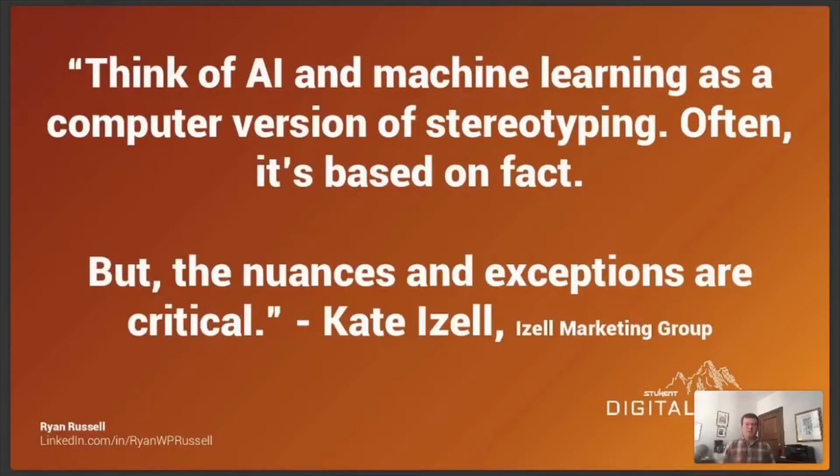The exception that Kate says, and what we emphasize in our classes at the University of Tennessee at Chattanooga, are those nuances and exceptions that happen. That's where machine learning is not going to be able to take over what humans are capable of. Those nuances and exceptions that we implement on the human side are what differentiate us from machine learning.